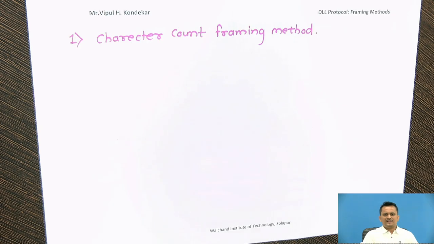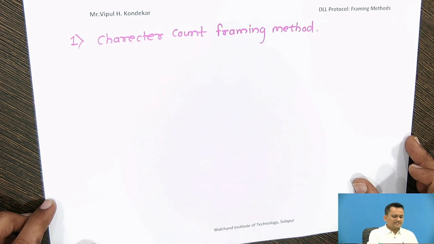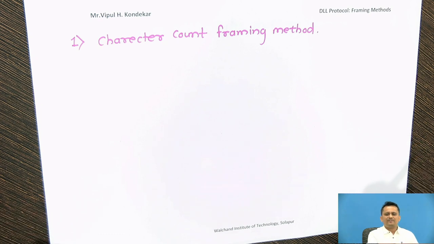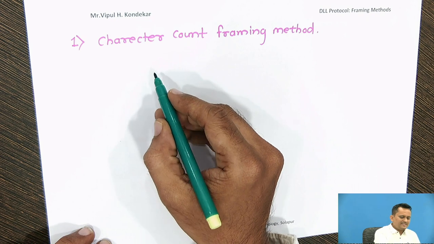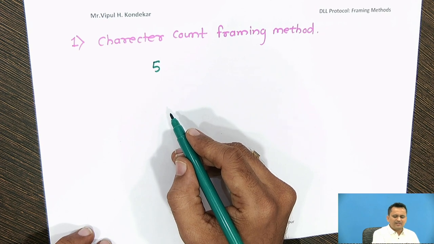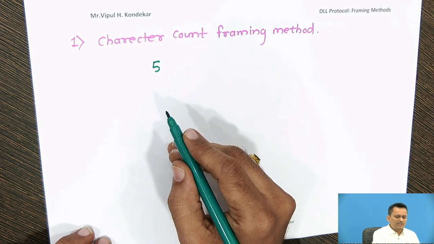Now let us go for understanding different framing methods. The first framing method is the character count framing method. In character count, we assume that the data you are sending has a fixed number of characters, with a fixed bit length for every character. If you are sending, let us say, ASCII characters, the start of every frame will be a character count. Let us say I start the frame with a character count of 5. It indicates that the first frame has 5 characters including this character count.